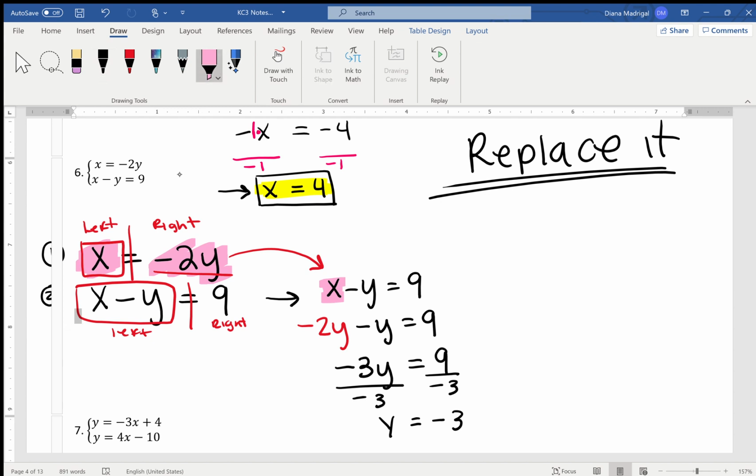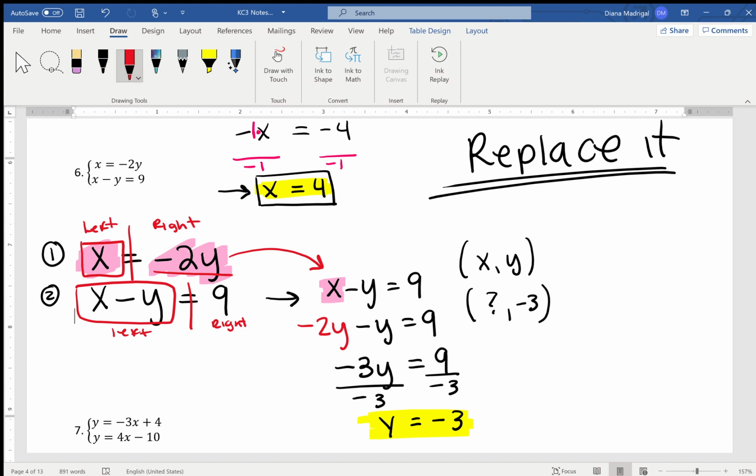So let me change my color now. Now I know that y equals negative 3. And don't forget that I told you your answer has to be a coordinate point, x and y. I only know the answer for y right now, which is negative 3. I need to figure out the x. Once again, I'm going to use the equation where x is by itself already, which is the first equation that we used, this one. So x equals negative 2y. x is already by itself. All I have to do is replace the y because I already know how much y is.